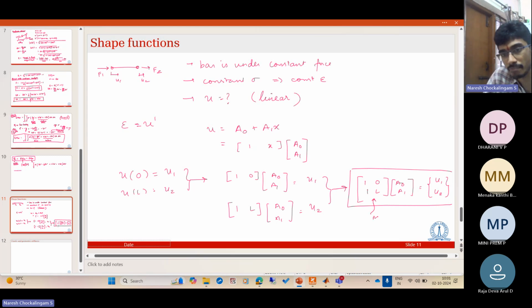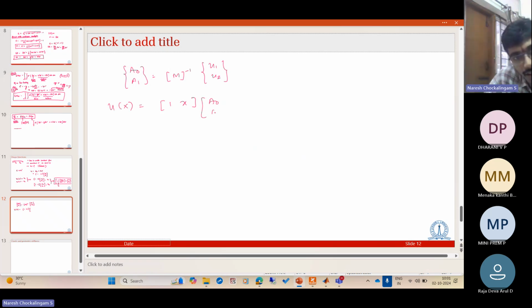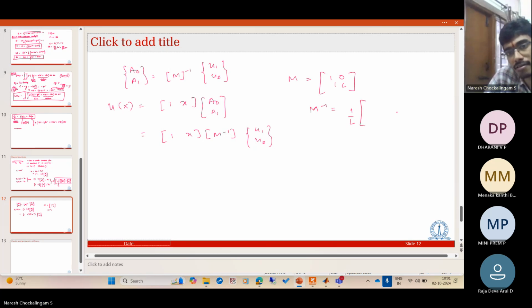So let us call this matrix M. What is a0 and a1? So a0 a1 is M inverse times u1 u2. But U of x itself is 1 x times a0 a1, right? So this means it is 1 x M inverse u1 u2. If you look at what M is, 1 0, 1 L. So M inverse is 1 by L times L 0, minus 1 1, right?